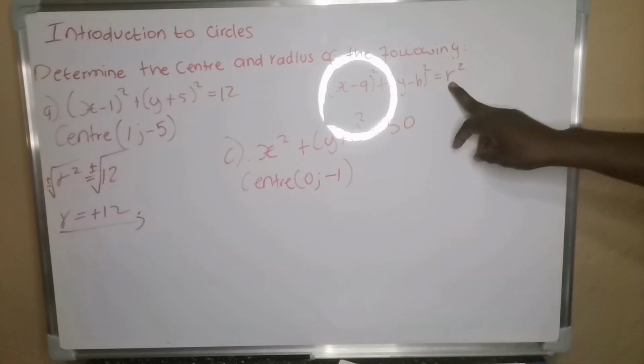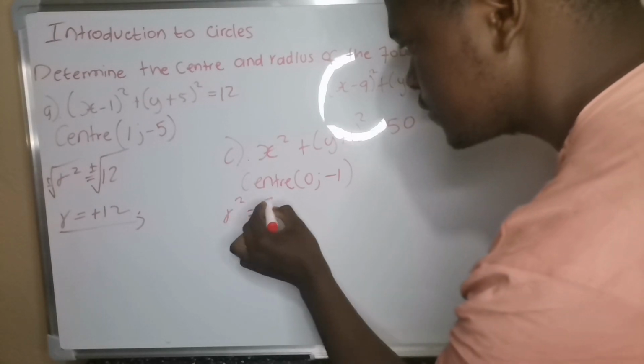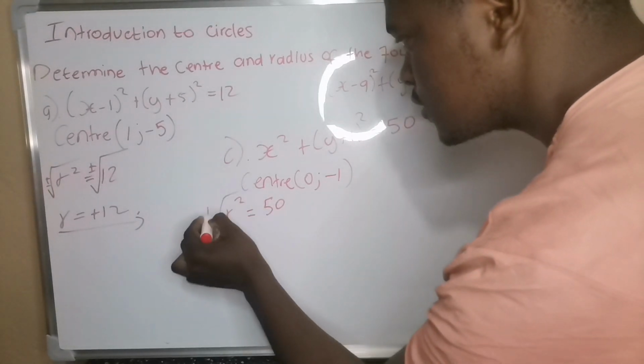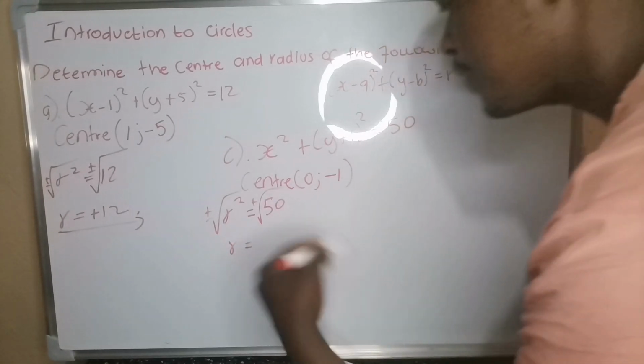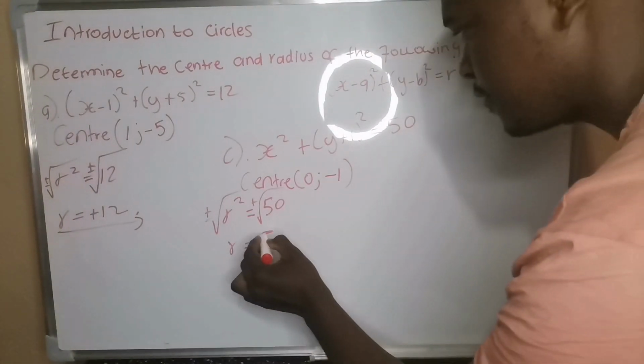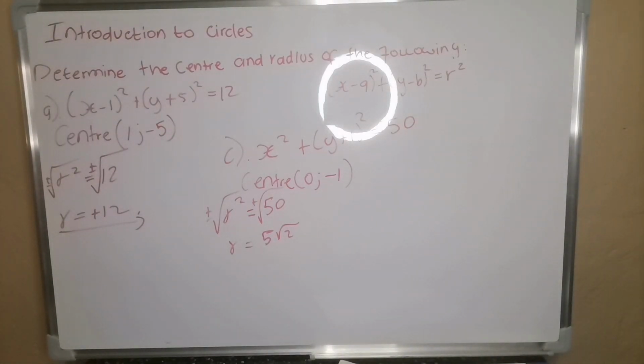Then r squared is equal to 50. Take the square root on both sides, plus or minus. Then r is 5 times root of 2. Then we're done.